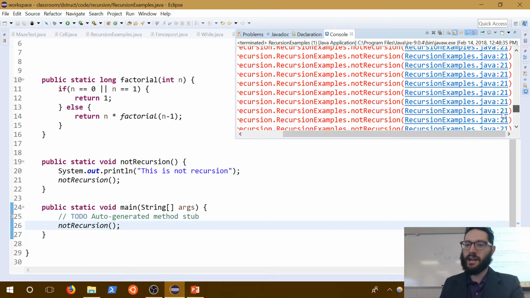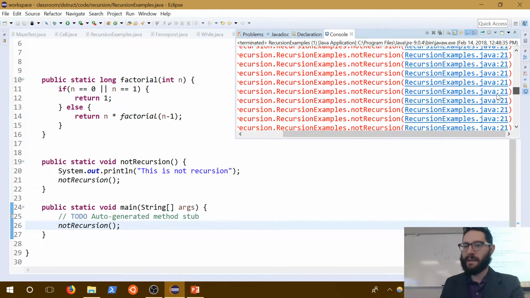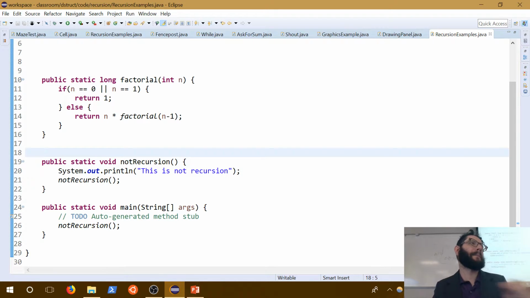In other words, what the slides will show us is that we basically try our best to push as many things onto the stack as possible. And when we're done with the method call, we pop off the stack to figure out where we came from. So we use a stack to keep track of what method we're in.